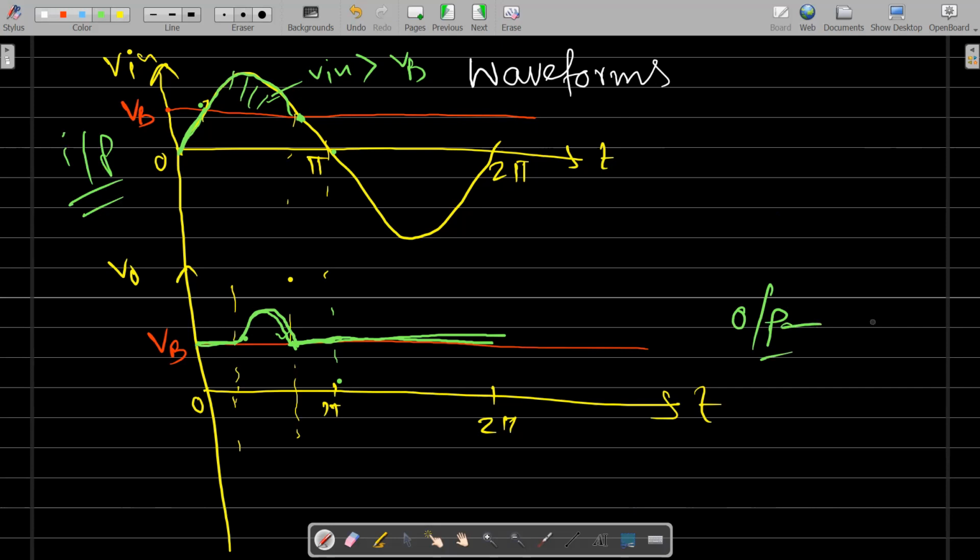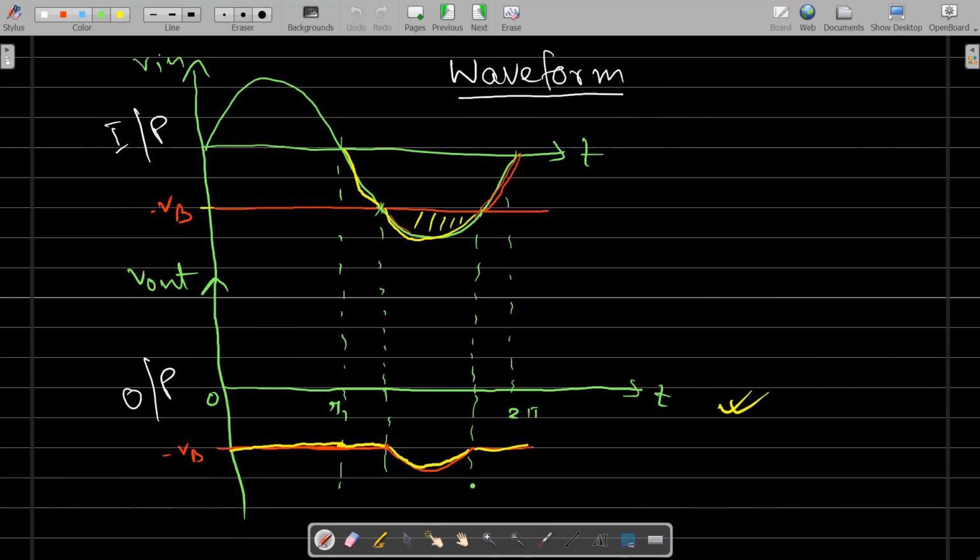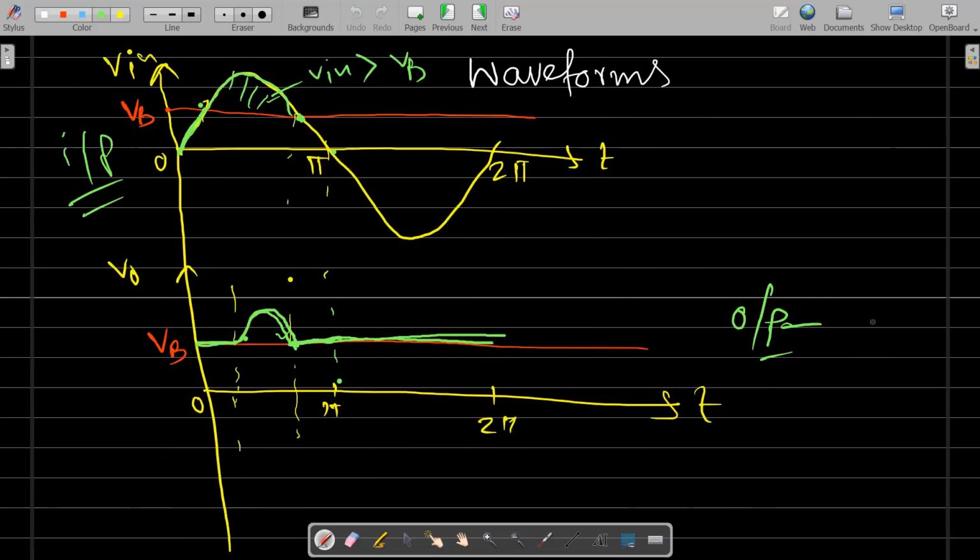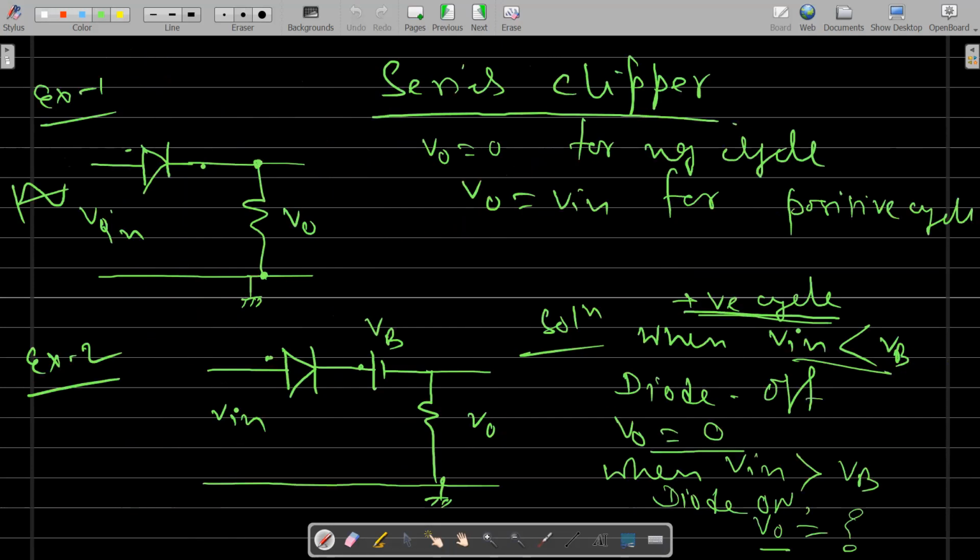So this is all about the shunt clipper or parallel clipper. Similarly, you can go for the series clipper. In the series clipper, the diode is connected in series.